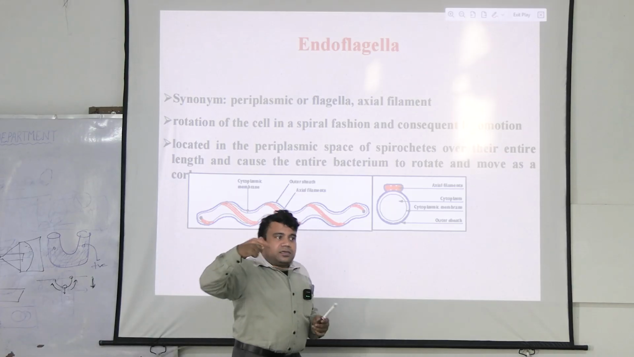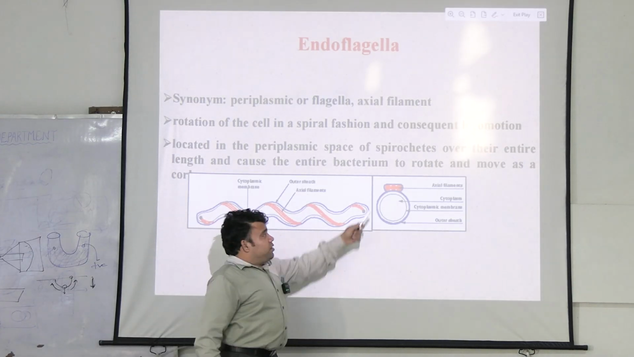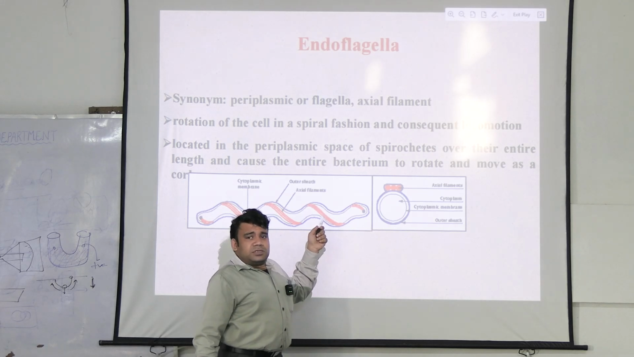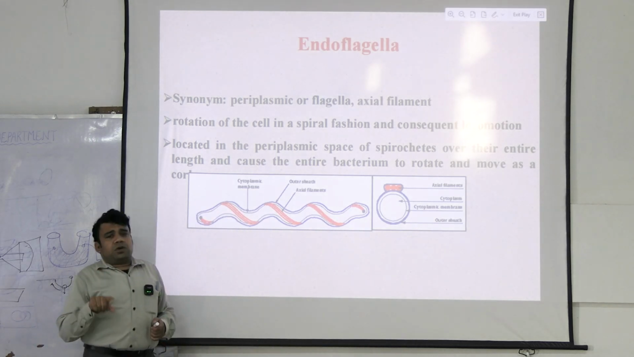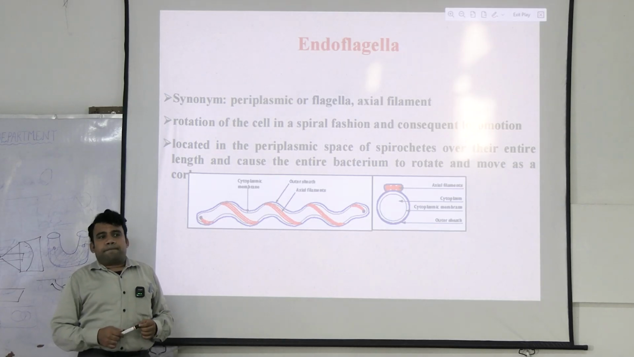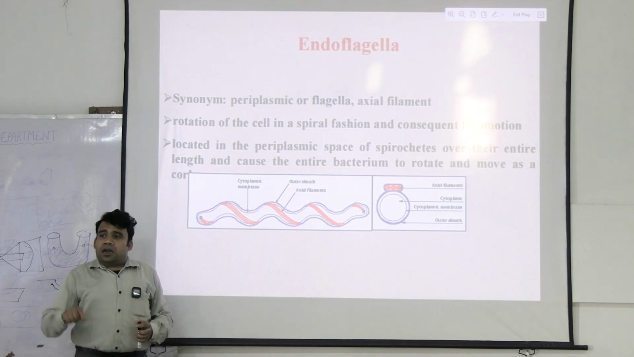Because the morphology of bacteria is in the spiral shape, the flagella is also in the spiral shape. So whenever the flagella contract and expand, what will happen to this bacteria? It will move around in a clockwise or counterclockwise direction, like a screw.